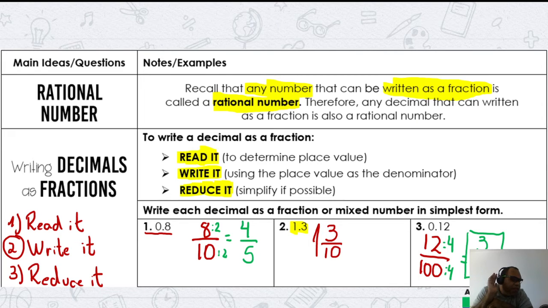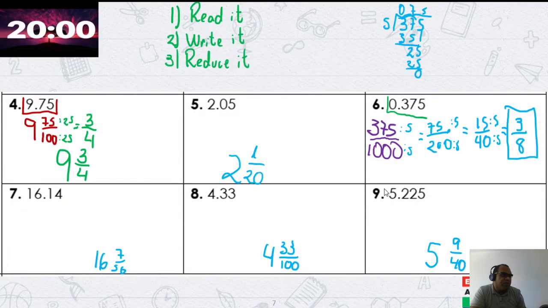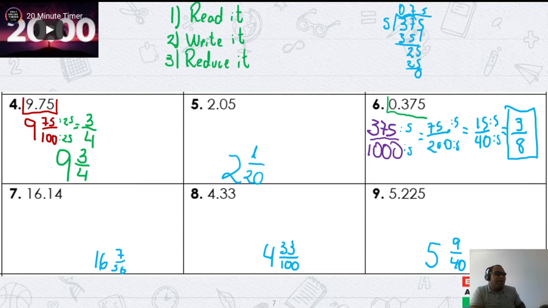Read it. Pay attention. Listen to yourself while you're reading. Example over here. Let me show another slide. I think we have a good example over here. Read it like number 8. Number 8 over here. Read it: 4 and 33 hundredths. Pay attention in your reading. 4 and 33 hundredths. Guys, number 4 is a whole number. It's a mixed number. Nice.